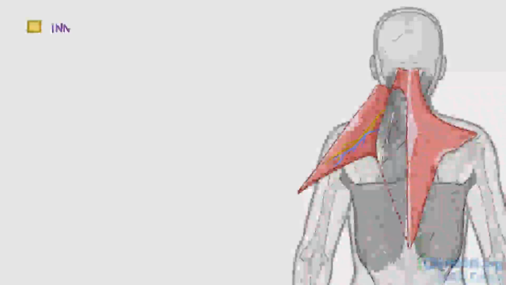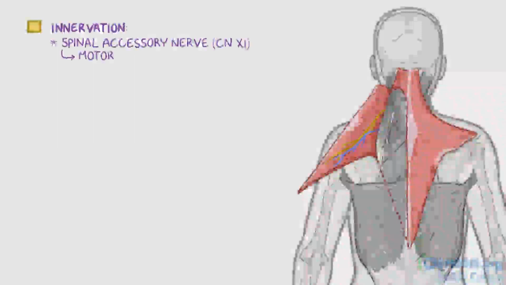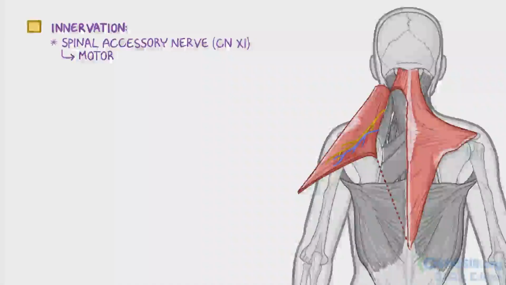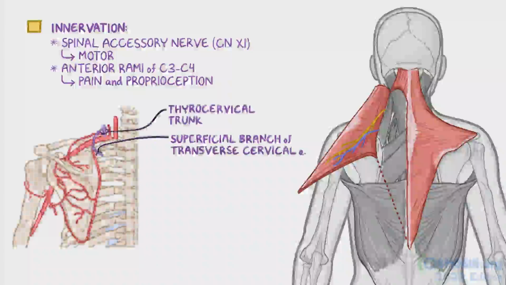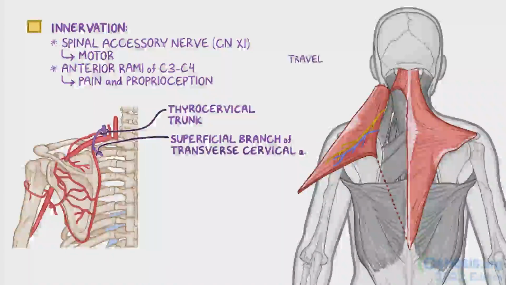The trapezius is innervated by a plexus of nerves formed by the spinal accessory nerve, or cranial nerve 11, which provides motor innervation to the muscle, as well as by branches from the anterior rami of the C3 and C4 spinal nerves, which carry sensory information, specifically pain and proprioception, from the muscle. The arterial supply for the trapezius is primarily from the superficial branch of the transverse cervical artery, which arises from the thyrocervical trunk. These neurovascular structures travel through the posterior triangle and then along the deep surface of the trapezius muscle.